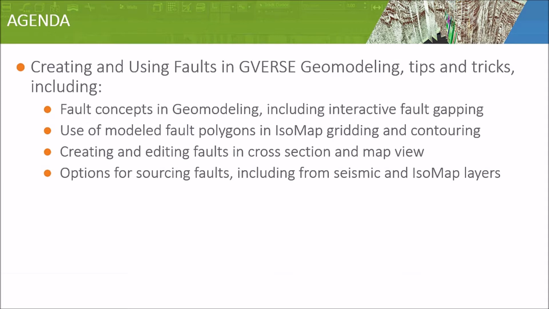Okay. Then I'm going to go ahead and switch to creating and editing faults in both cross-section and map view, and talk about, subsequently switch to a different project and talk about a number of options for sourcing your faults, including how you can source a fault from a seismic interpretation, say GVERSE Geophysics or Size Vision, and also how you can use an IsoMap layer to source faults. For example, if you can get a grid from another program where you have created faults, talk about how we can actually use that to source faults.